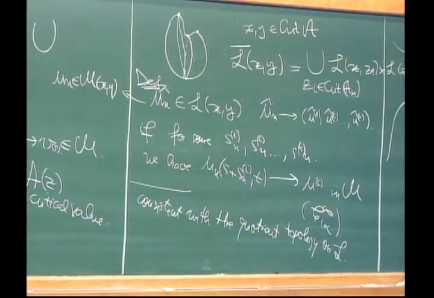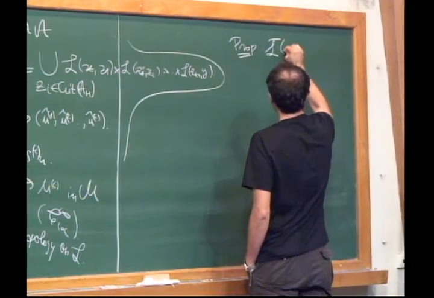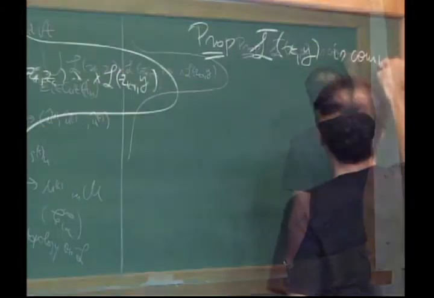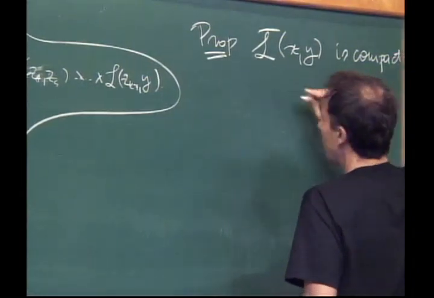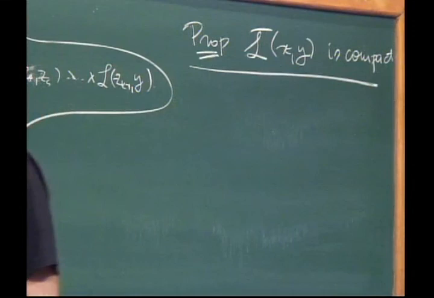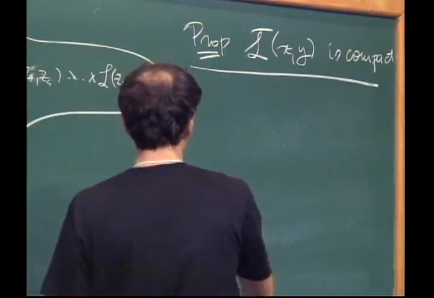Theorem or proposition: L bar XY is compact. And now again, I will only prove what we need, which is to show that a sequence of unbroken trajectories admits a subsequence which converges to a broken trajectory. Okay. So the proof.